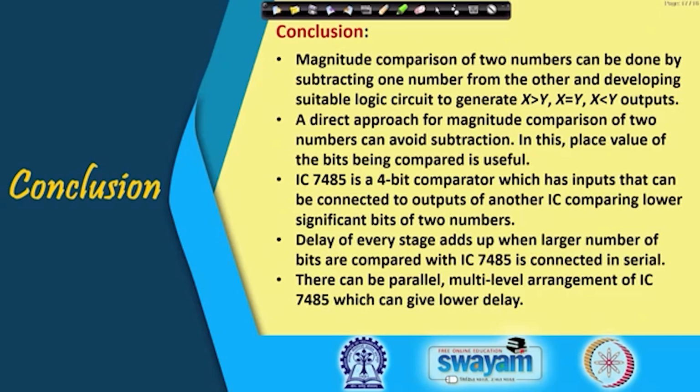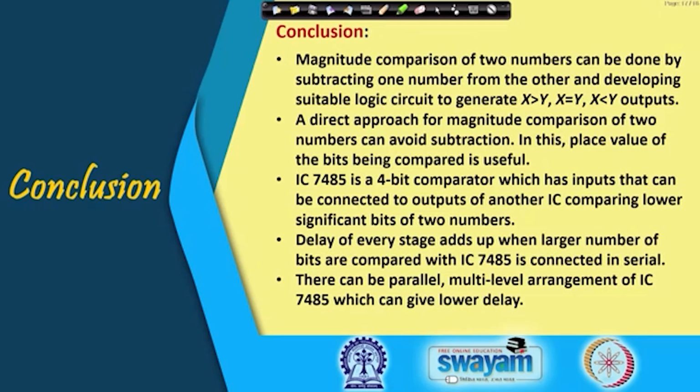Magnitude comparison of two numbers can be done by subtracting one number from the other and developing a suitable logic circuit to generate the x greater than y, x equal to y, and x less than y outputs. We shall see in the next class that the ALU, the arithmetic logic unit, does it in that manner only. You do not have a separate comparator circuit within it. A direct approach for magnitude comparison of two numbers can avoid subtraction. In this, the place value of the bits being compared is useful. If the more significant bits differ, then we can arrive at the decision directly from that.